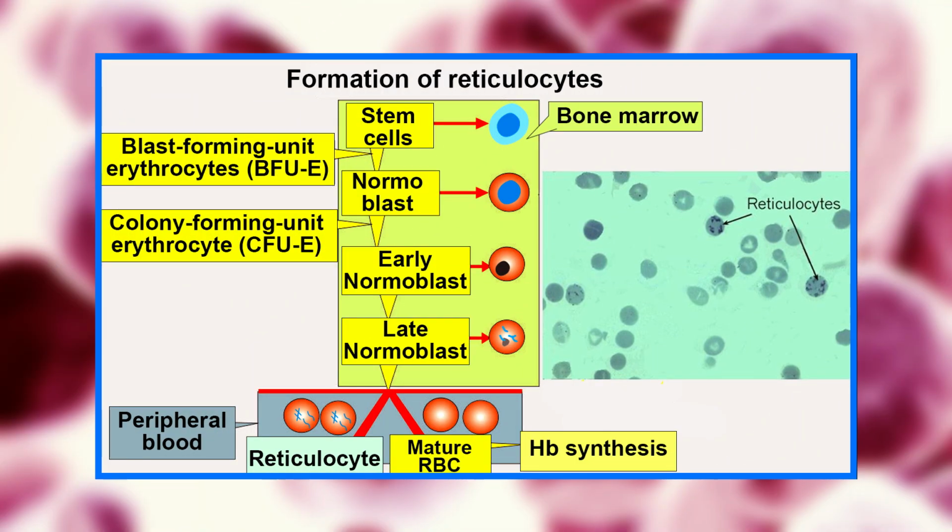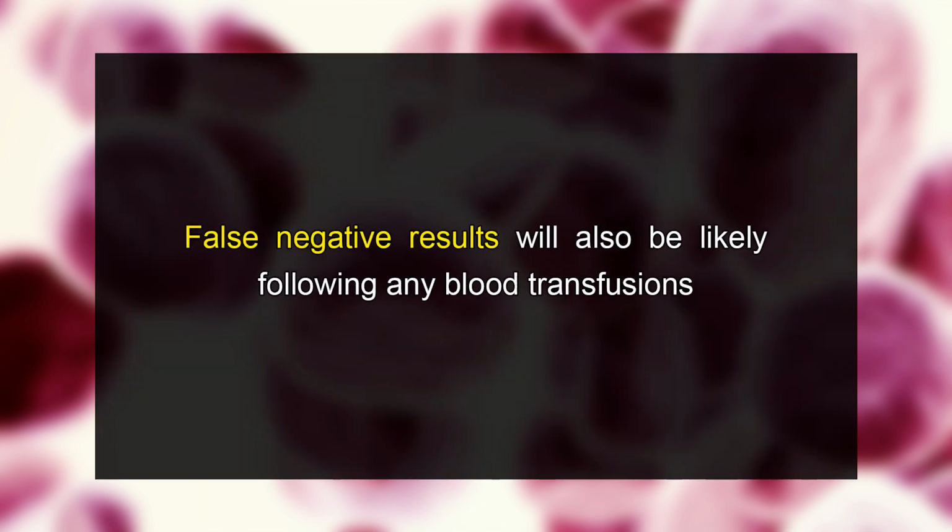Testing during and for many weeks after a hemolytic episode will lead to false negative results, as the glucose 6-phosphate dehydrogenase deficient red blood cells will have been excreted and the young red blood cells, that is reticulocytes, will not yet be glucose 6-phosphate dehydrogenase deficient. False negative results will also be likely following any blood transfusions.